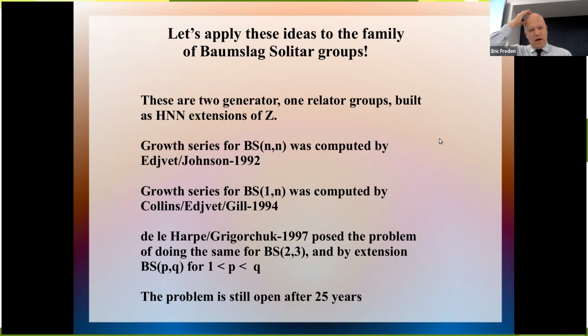So Baumslag-Solitar groups are HNN extensions of Z. There are 2 generators. One of them is a stable letter. For several of these, we call them BS whatever. But for this special case, the growth series was figured out by Edjvet and Johnson, 1992. Another special case was figured out by Collins and Edjvet, 1994. Those are this case here, and those groups are automatic, synchronously automatic, and these groups here, the 1 ends, those are solvable. And those two cases were done in the 90s, and they both have rational growth.